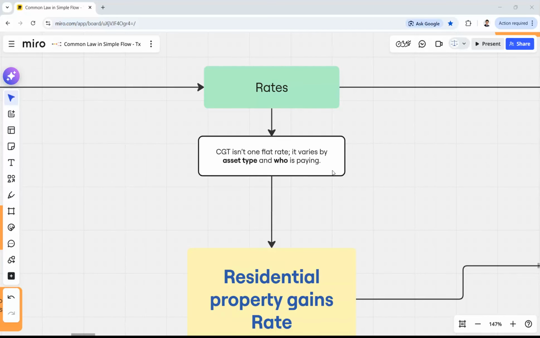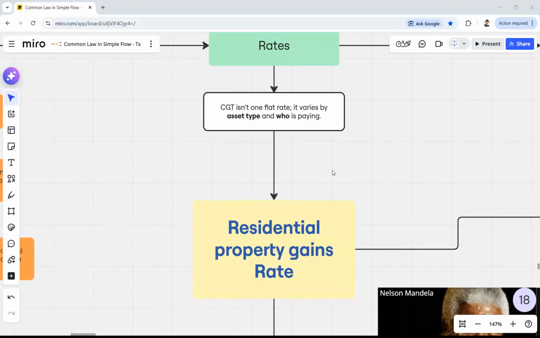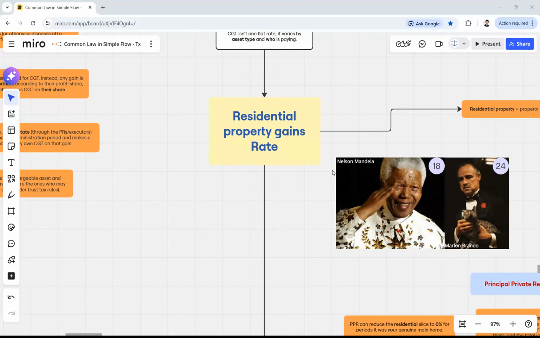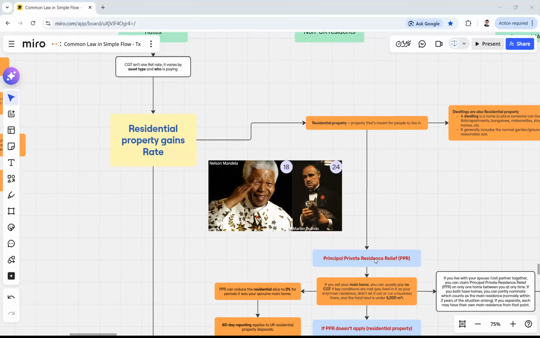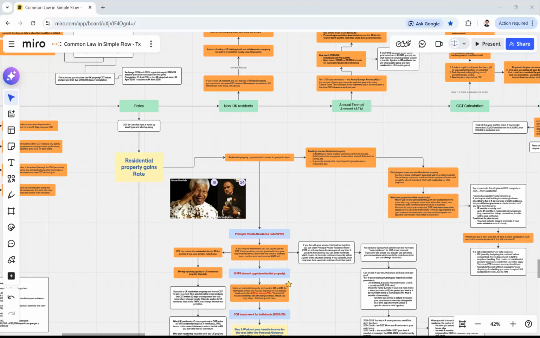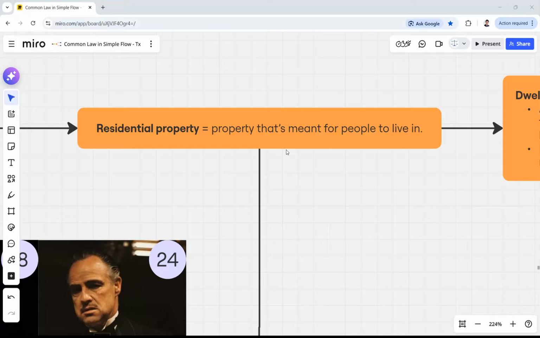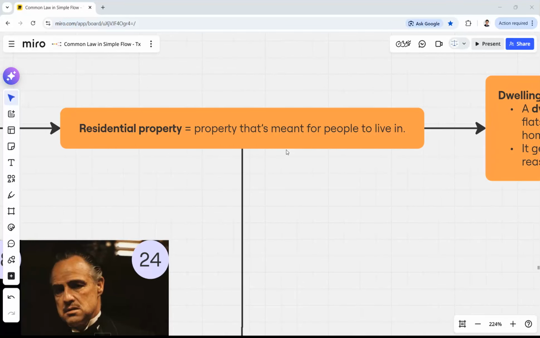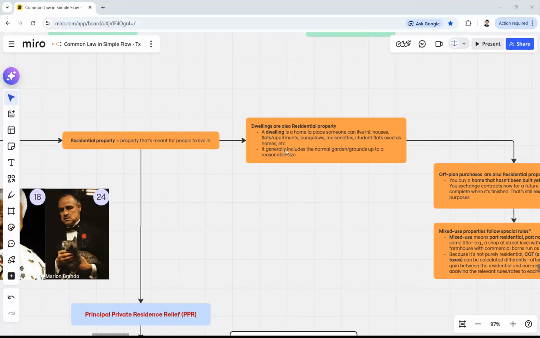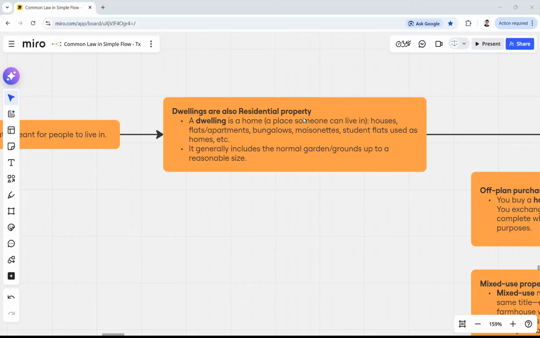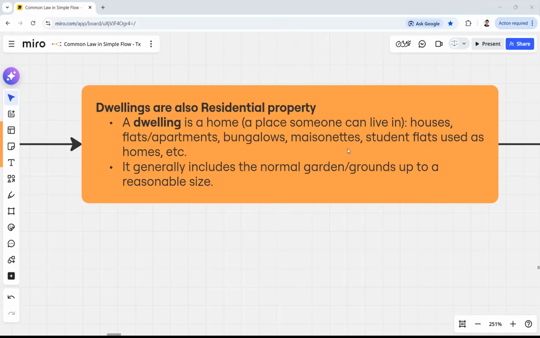CGT isn't one flat rate. It varies by asset type and who is paying. Residential property gains rate. So, as I said, residential property gains. Residential property is property that is meant for people to live in. Dwellings are also residential property. A dwelling is a home, a place someone can live in. Houses, flats, apartments, bungalows, mansions, student flats used as homes, etc.